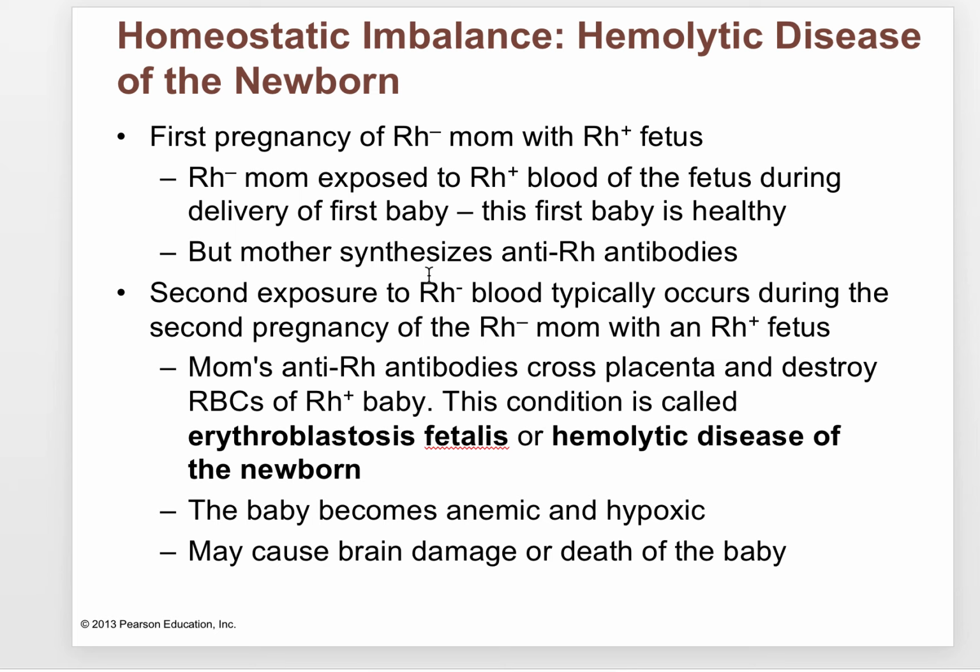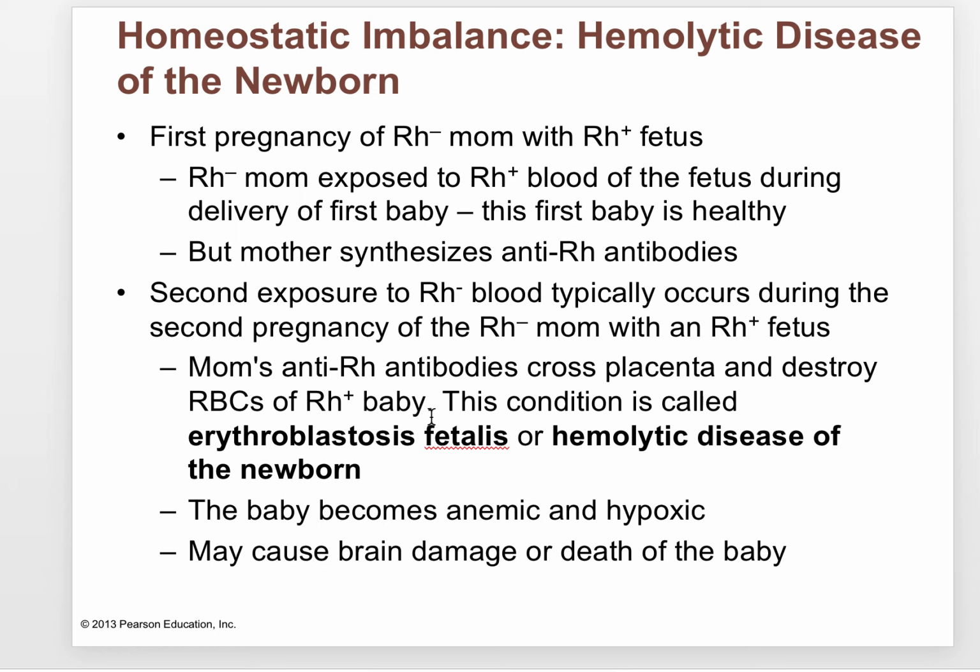Then let's say that RH negative mother gets pregnant again with another RH positive baby. Then she has antibodies that were created during the first exposure to the RH positive blood. These antibodies are then produced more rapidly and in larger quantities than before, because it's the second exposure. They cross the placenta and they can destroy the red blood cells of the RH positive baby. This is a condition called erythroblastosis fetalis, or hemolytic disease of the newborn. This could be devastating for the baby. The baby can become anemic and hypoxic and can have brain damage or even death.